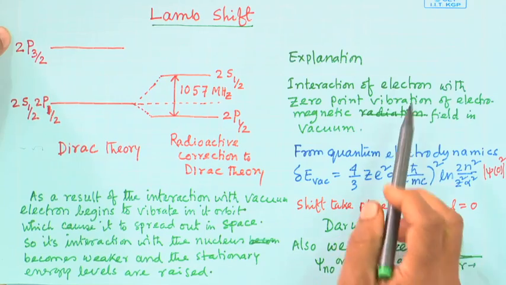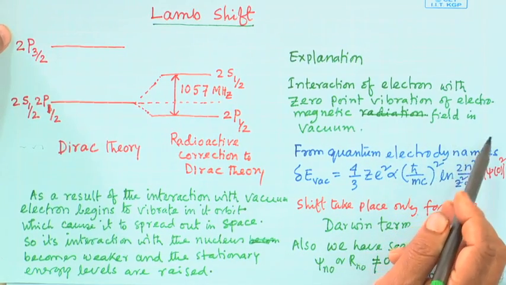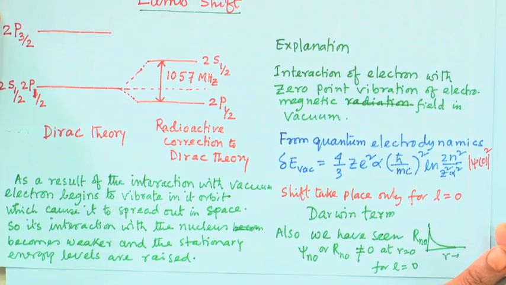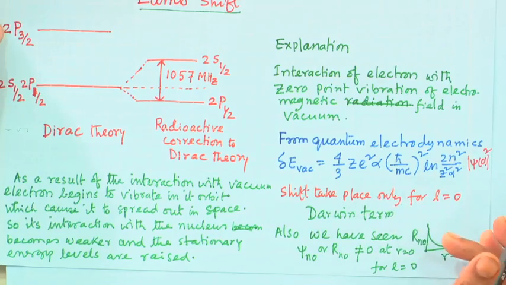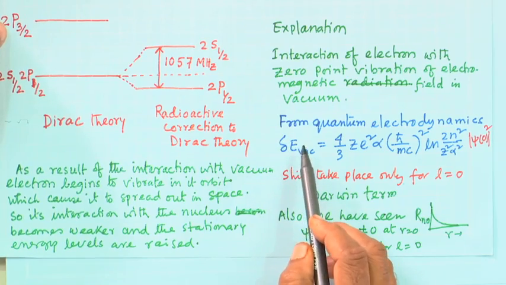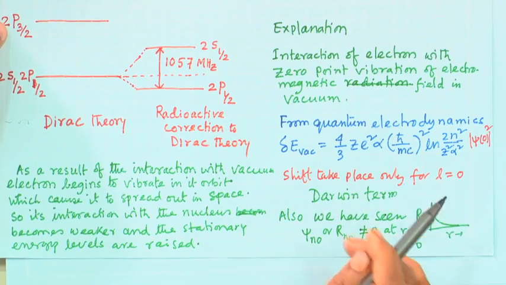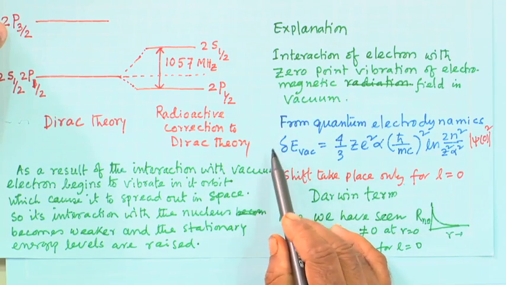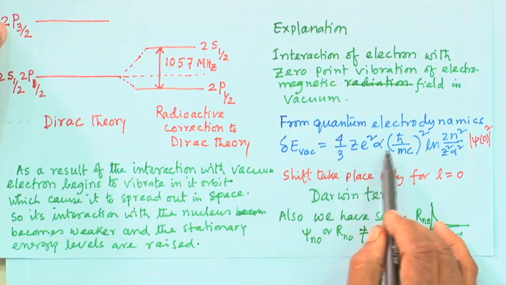Similarly in vacuum, from where will this electromagnetic wave come? But it is possible in quantum mechanics, and that is why it is called the zero point vibration of the electromagnetic field in vacuum. And from quantum electrodynamics, it is shown that this energy correction due to the radiation or electromagnetic field in vacuum has an expression that comes like this.